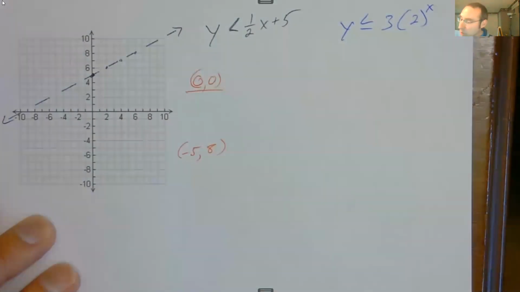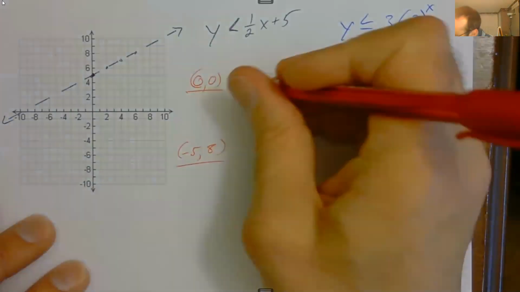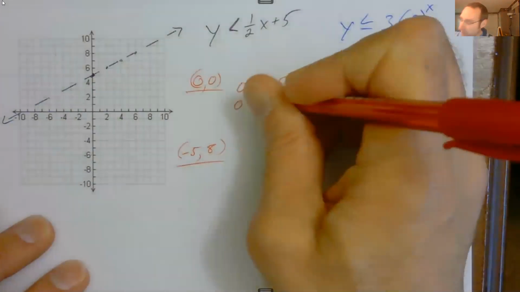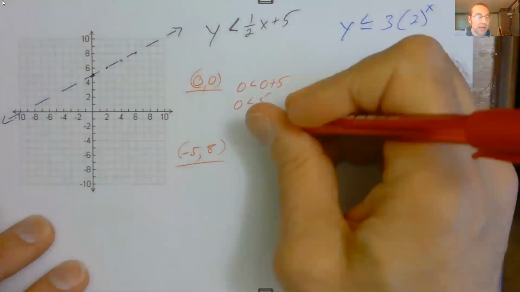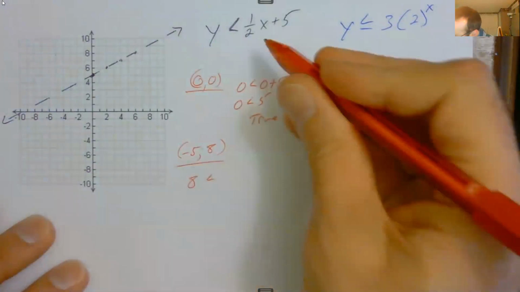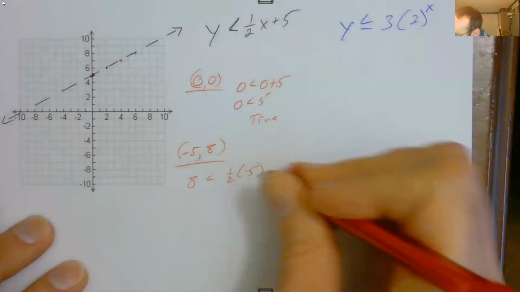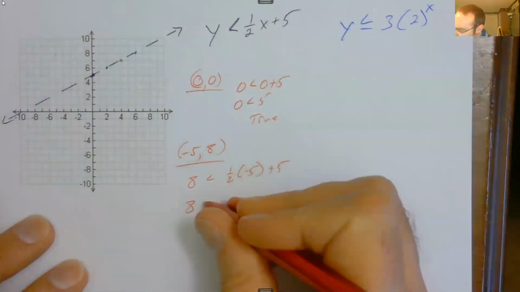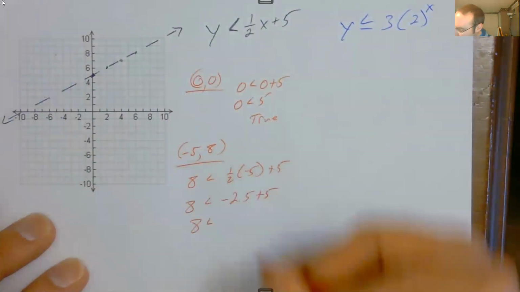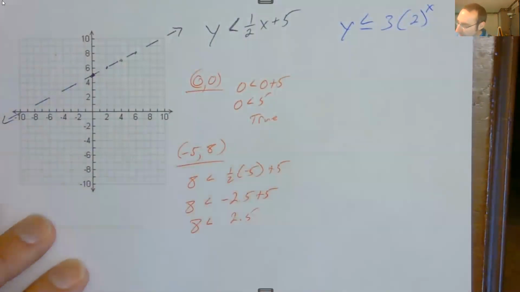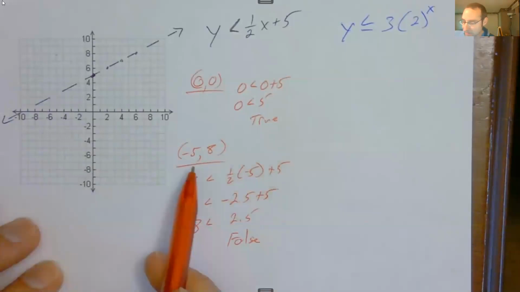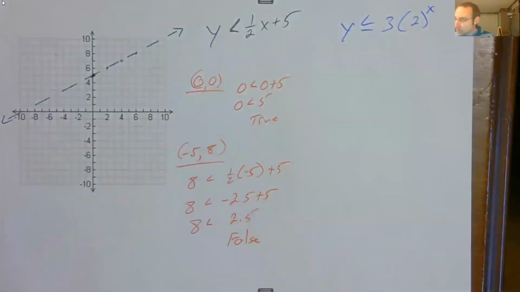So we try 0, 0, and we get 0 is less than 0 plus 5. Is 0 less than 5? Yep, that's true. All right, let's try -5, 8. So 8 is less than 1/2 times -5 plus 5. That's 8 is less than -2.5 plus 5. Is 8 less than 2.5? No, that's false. So we are not going to shade on the side with -5, 8. We're going to shade on the side that has 0, 0.